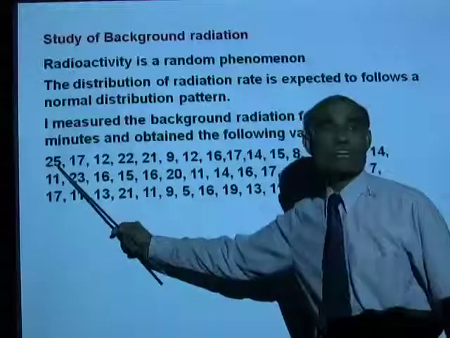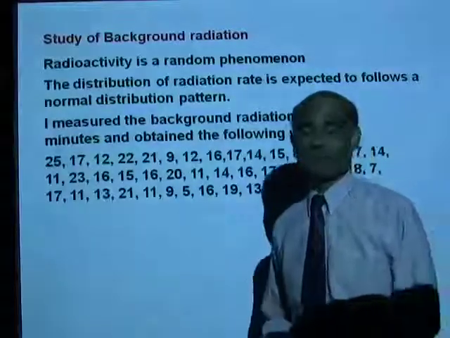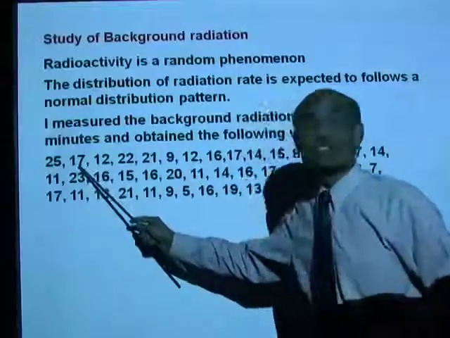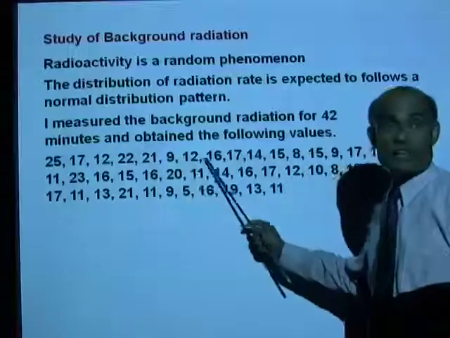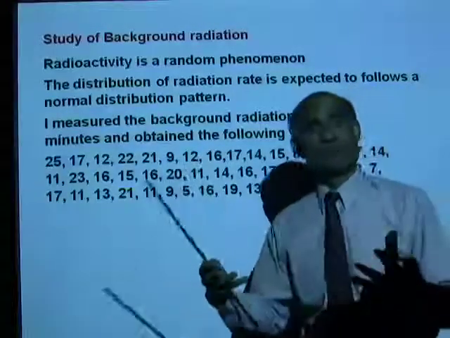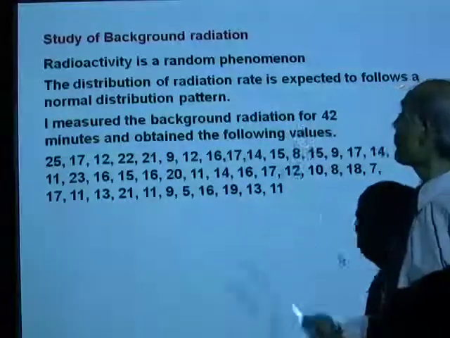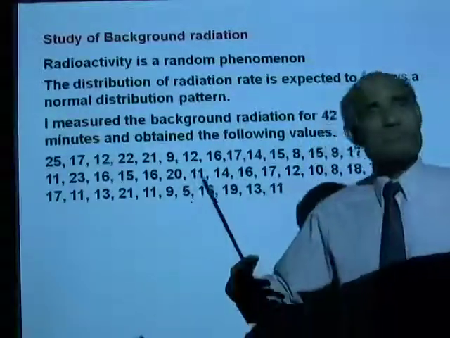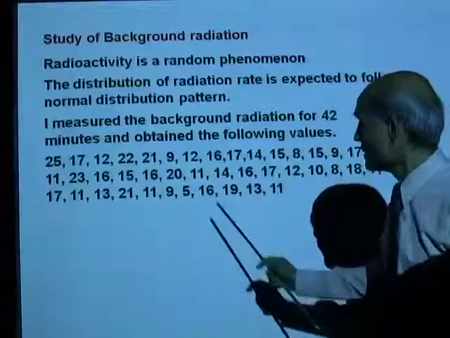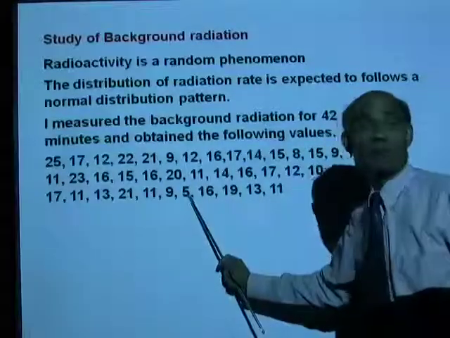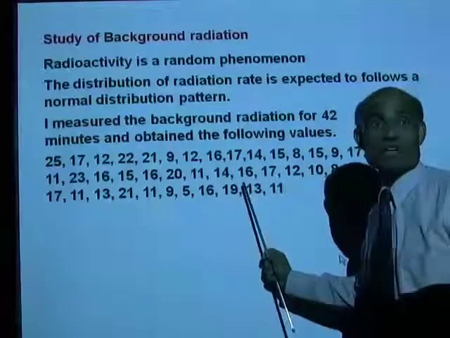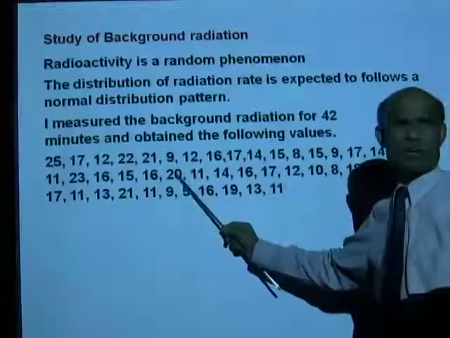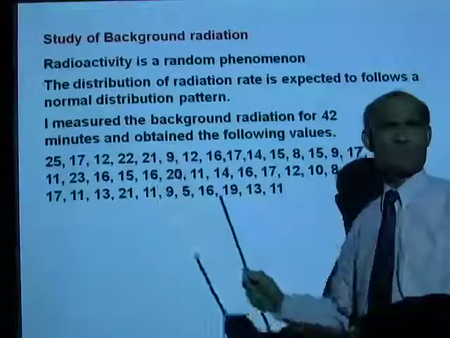There were 25 radiations detected in the first minute, 17 radiations in the second minute, and so on. These are the number of radiations detected in 42 minutes. You can see they look like numbers generated at random. In some cases I got only 5 radiations. In some other cases I got as high as, what's the maximum number? I think it is 25, is that right?